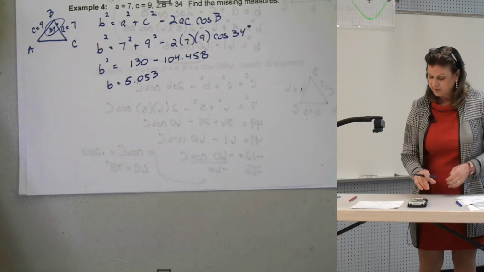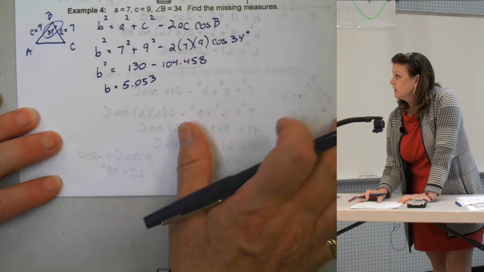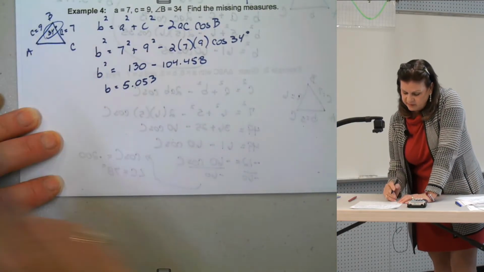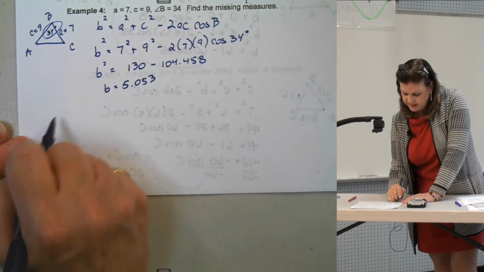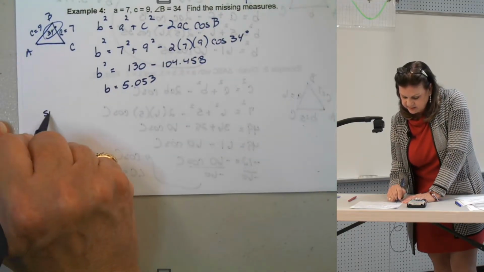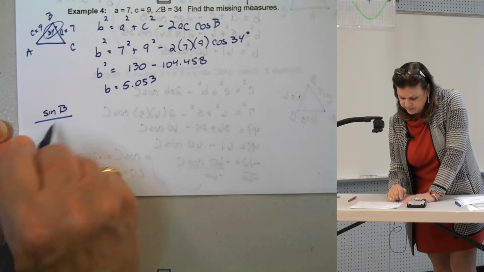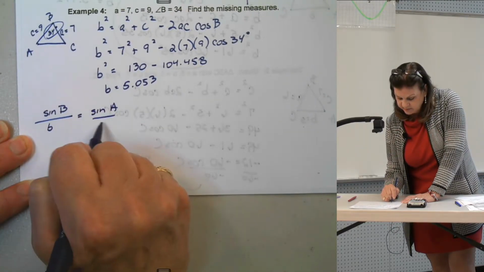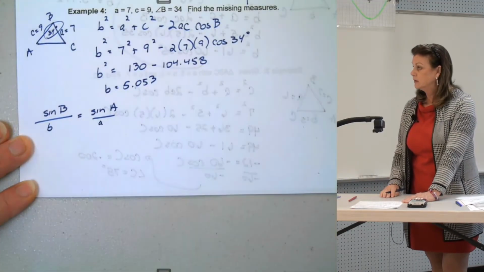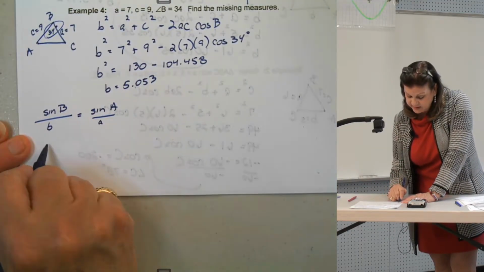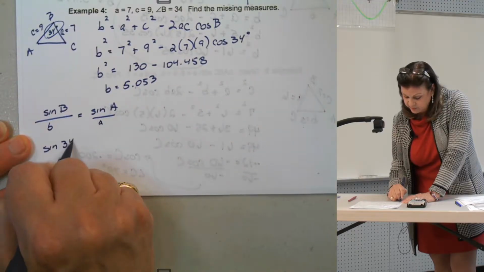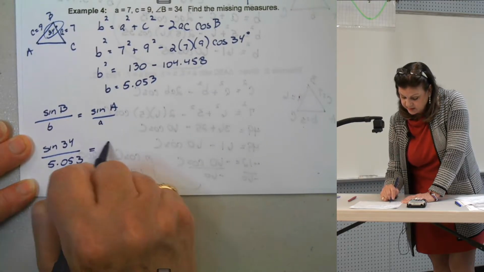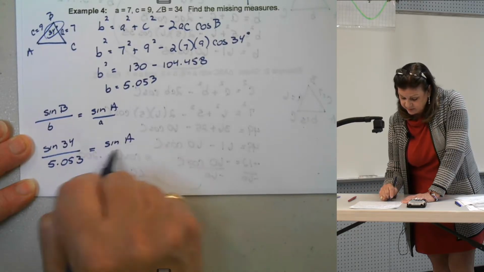All right. Now, I don't know what angle C is going to be, but I know it's going to be the largest angle. So again, I'm going to back off the law of sines for that, and I'm going to say the sine of B over B is the sine of A over A. So I've got sine 34 over 5.053 is the sine of A over 7.